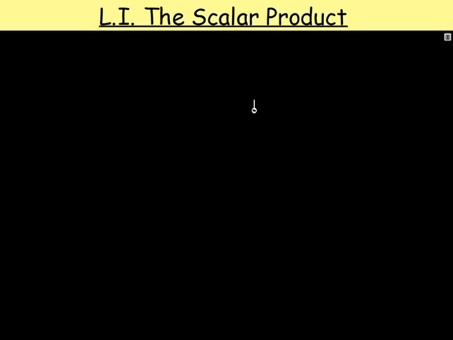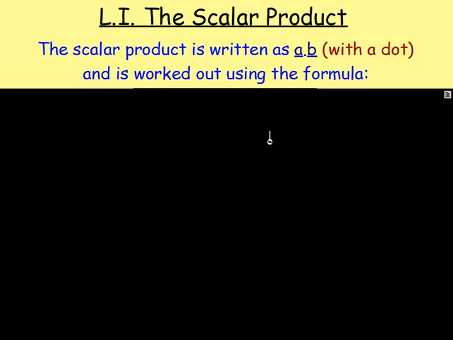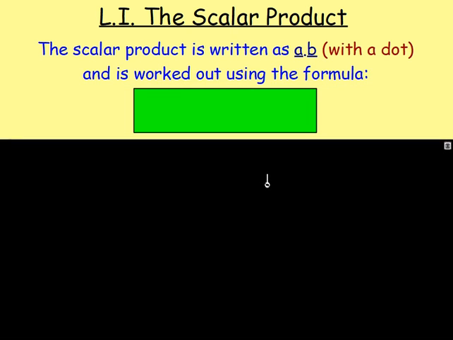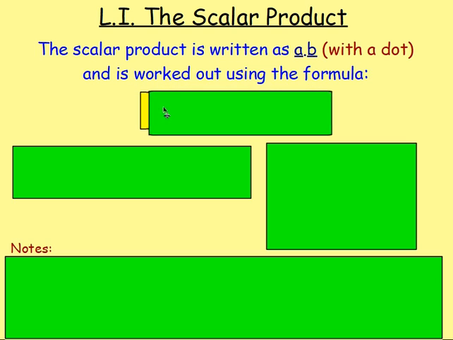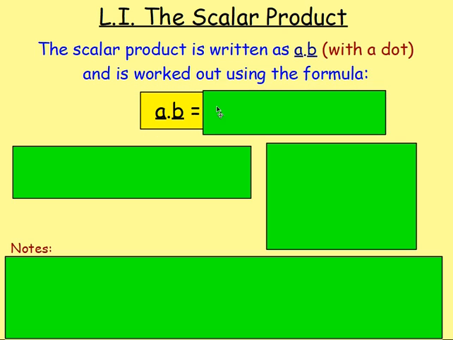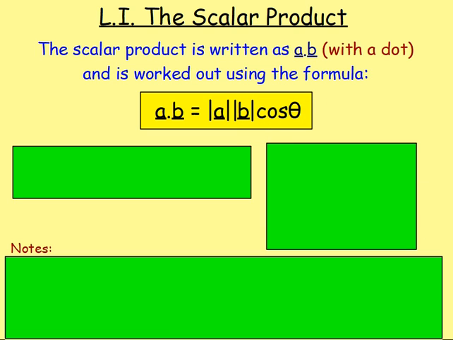So, the scalar product then. The way you write it is a dot b, as we just showed on the last page, and it is worked out using a formula. The formula for the scalar product is a dot b equals the magnitude of a times the magnitude of b times cos theta.